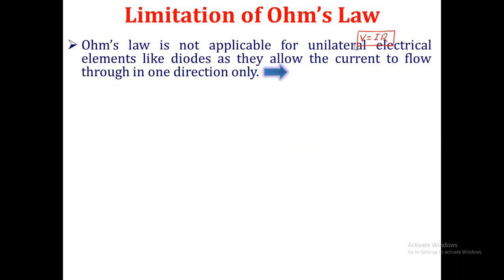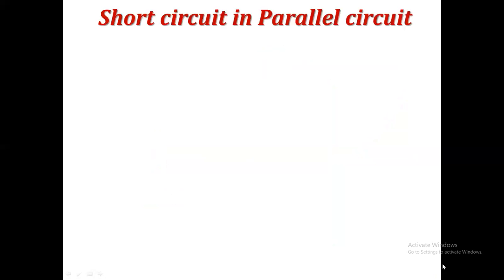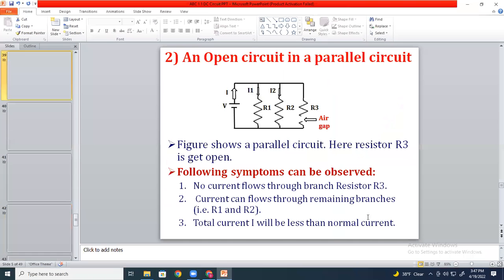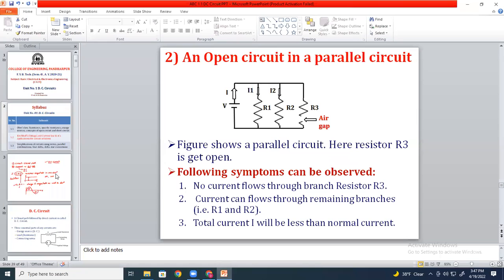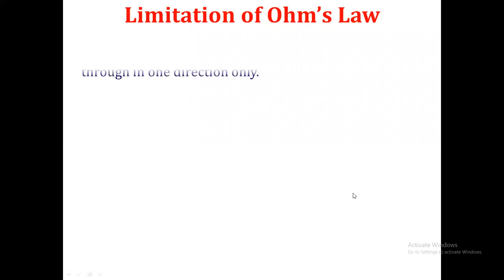Now, for an example, let me show you. You have seen the diode symbol like this, and its graph. Is this graph a straight line? Do you know what a straight line means? A straight line is one passing through the origin. But do you see that here? No. That's why this is a unilateral electrical element and we cannot apply Ohm's law to such kinds of devices. This is the first limitation.